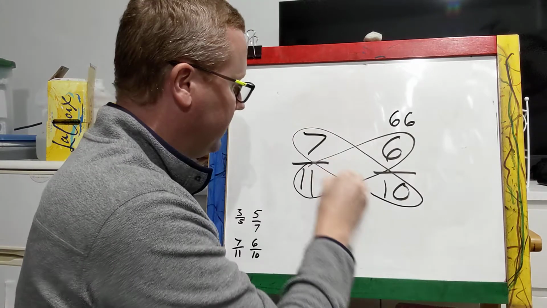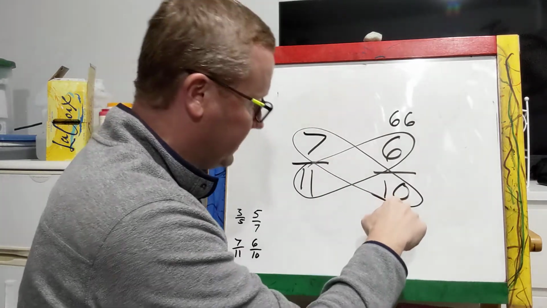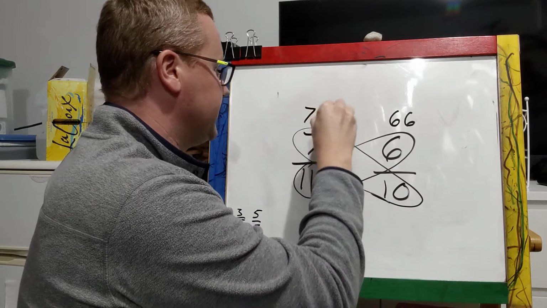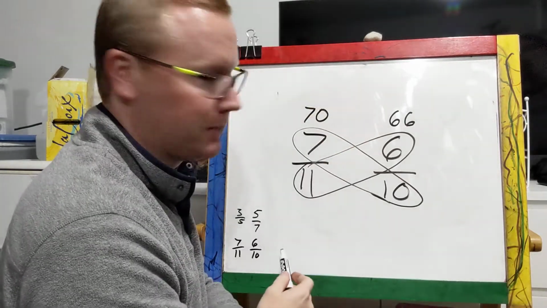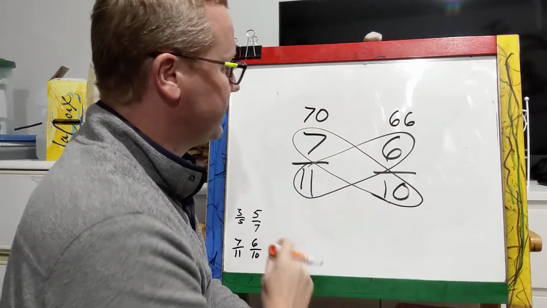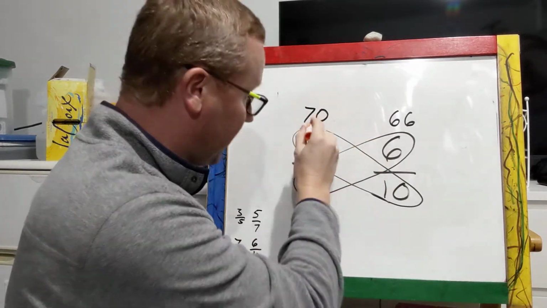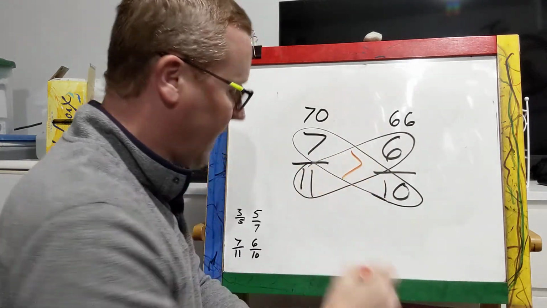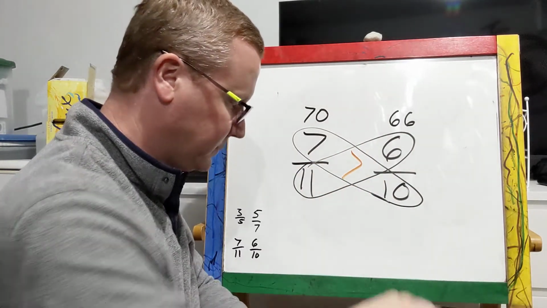Start up here. You can always draw the circles if it helps. 10 times 7 is 70. That one should be known. And then you can say, ooh, which one is bigger, 70 or 66? And you're like, ooh, 70 is bigger than 66. So that means 7/11 is the bigger fraction.